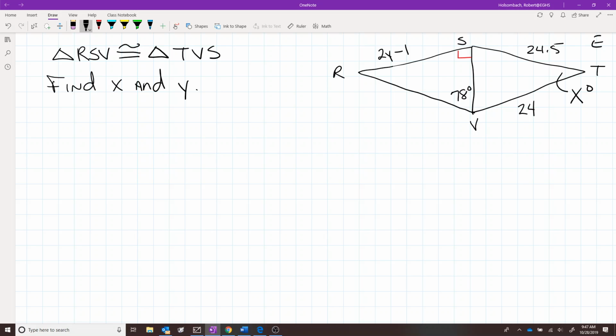Alright? The x degrees represents angle T. And angle T is first in its respective description. So angle T is going to be congruent to angle R, which is first in its description. So now in this triangle on the left, triangle RSV, angle R is the third angle in this right triangle. And we said that in a right triangle, the two acute angles sum to 90 degrees. So angle R is going to be equal to 90 minus the 78, which is 12 degrees. And if angle R is 12 degrees, then the value of x is equal to 12.